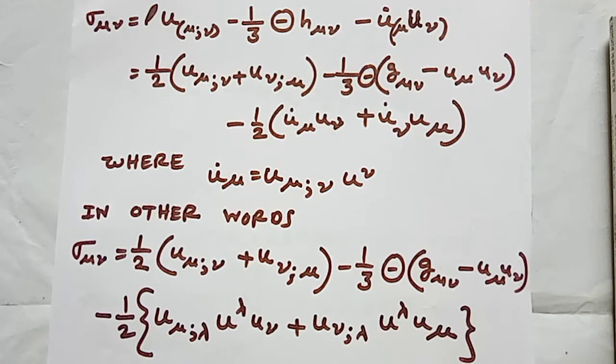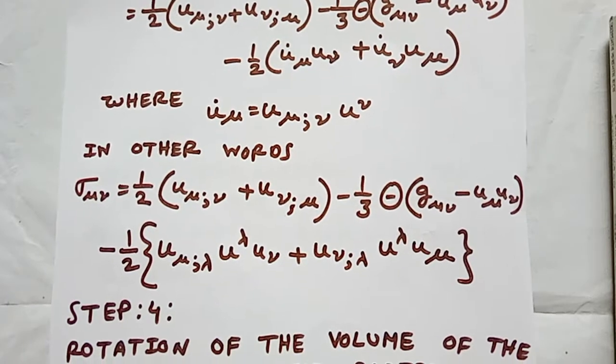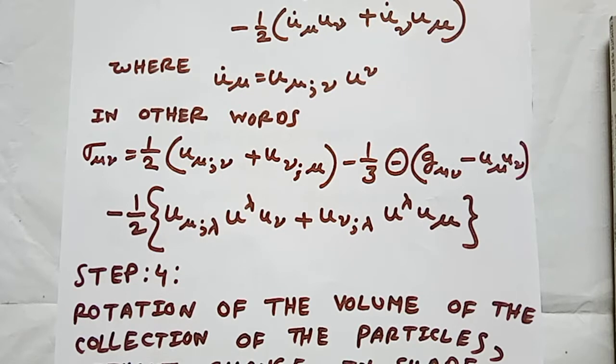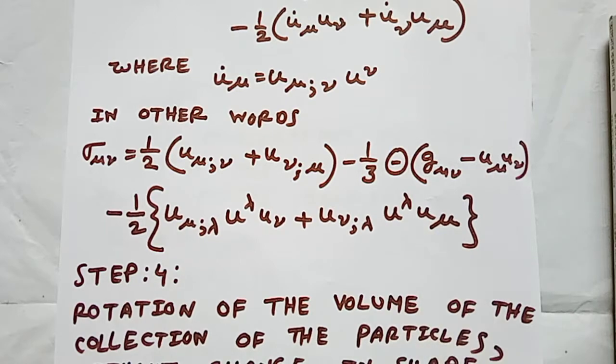In other words, sigma mu nu equal to half u mu covariant derivative of nu, u nu covariant derivative of mu, minus 1 power 3 capital theta g mu nu u mu u nu, minus half u mu covariant derivative lambda u nu and u nu u lambda u lambda u mu.